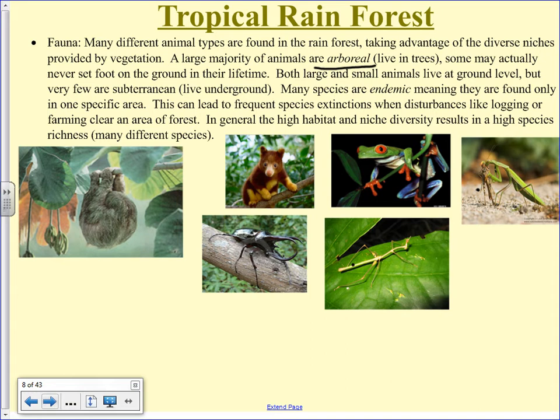Your biggest mammal would probably be the three-toed sloth. The three-toed sloth is the slowest mammal on Earth. When it is at a dead sprint, it moves at about 10 centimeters per second. Because it doesn't have to. It doesn't have any predators. It just hangs out in the trees.